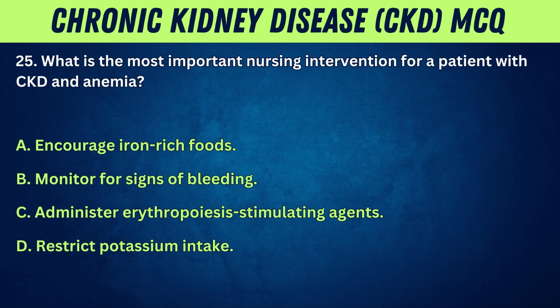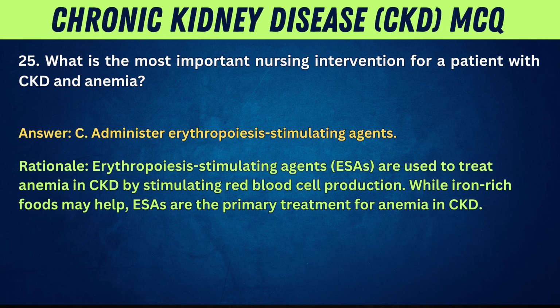25. What is the most important nursing intervention for a patient with CKD and anemia? A. Encourage iron-rich foods. B. Monitor for signs of bleeding. C. Administer erythropoiesis-stimulating agents. D. Restrict potassium intake. Answer: C. Administer erythropoiesis-stimulating agents. Rationale: erythropoiesis-stimulating agents, ESAs, are used to treat anemia in CKD by stimulating red blood cell production. While iron-rich foods may help, ESAs are the primary treatment for anemia in CKD.